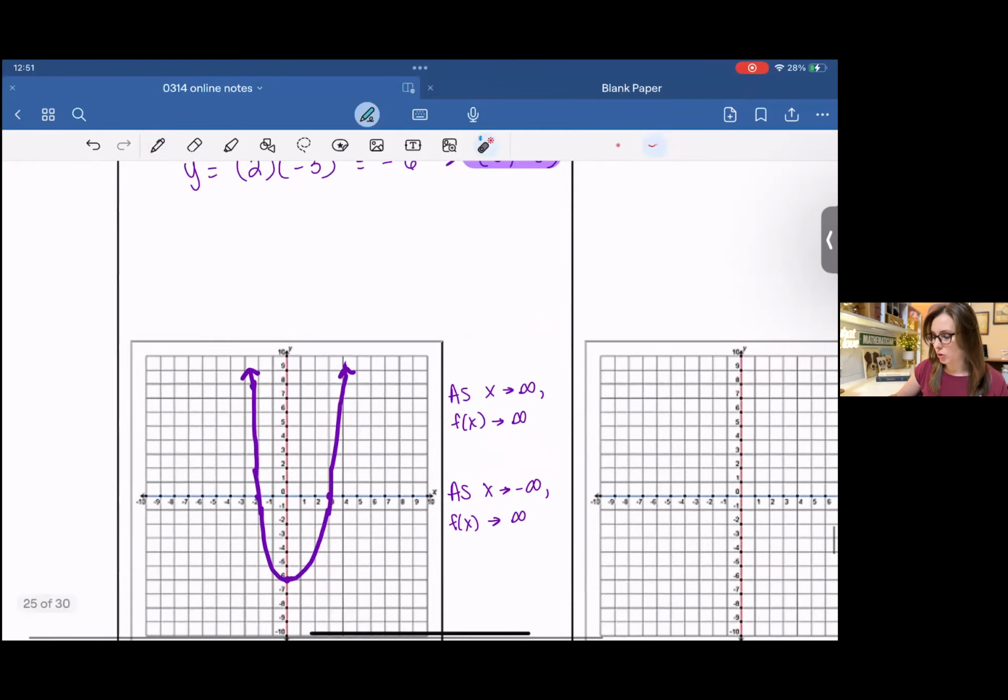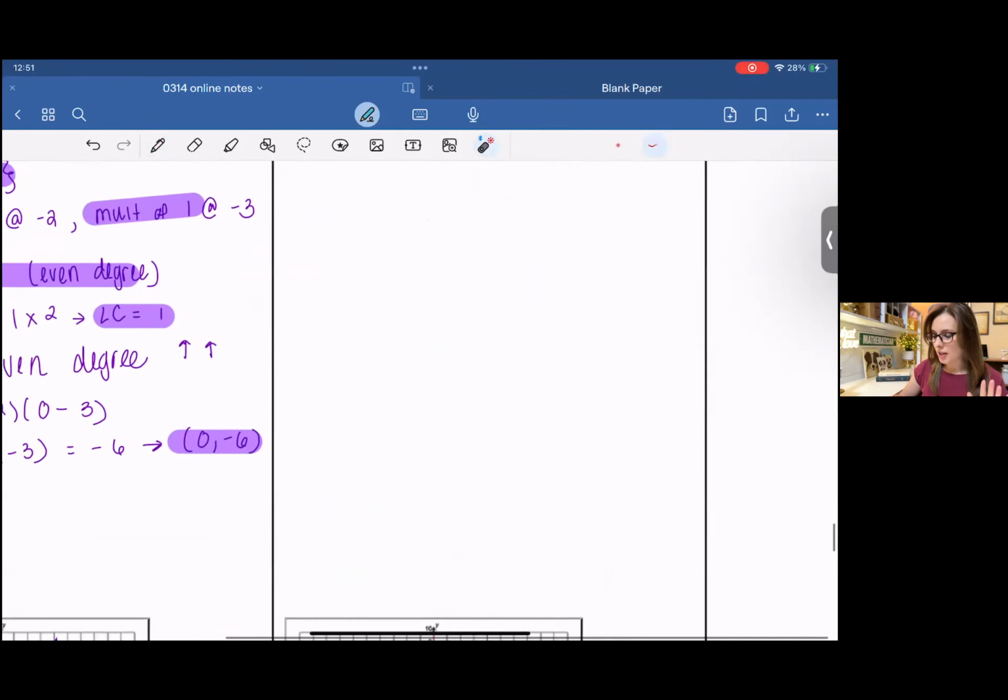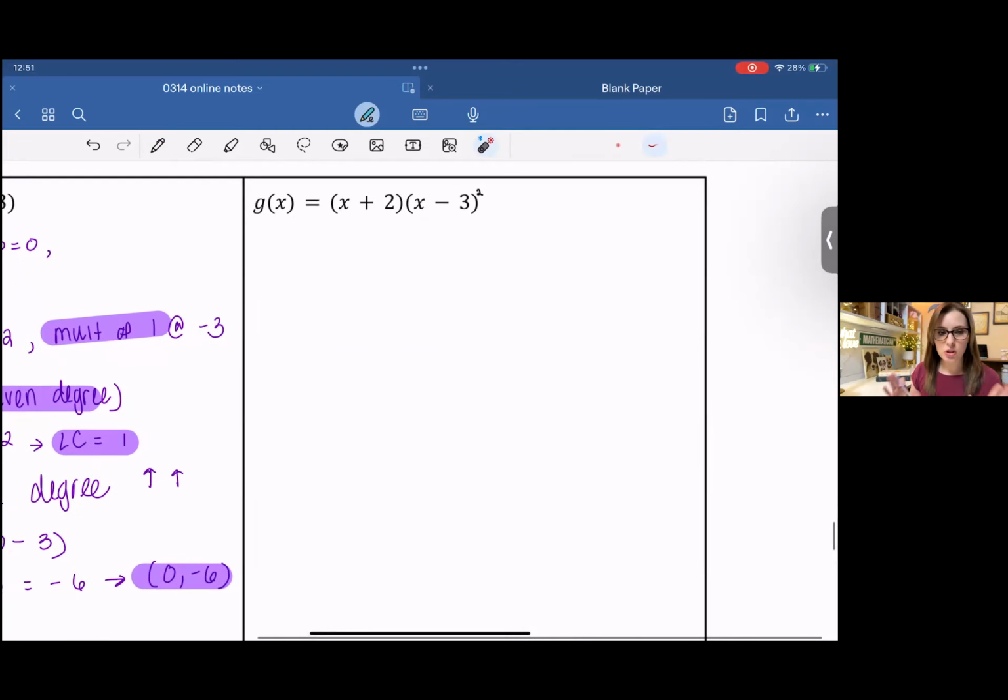Now I want you to just dissect this one. Don't graph it yet, but just dissect it. I can't remember on your notes if I fixed it or not, but I put a little squared right there on the second factor. So if it's not on your notes, then go ahead and add that. But pause it, dissect it, and come back, and then we'll graph it together.